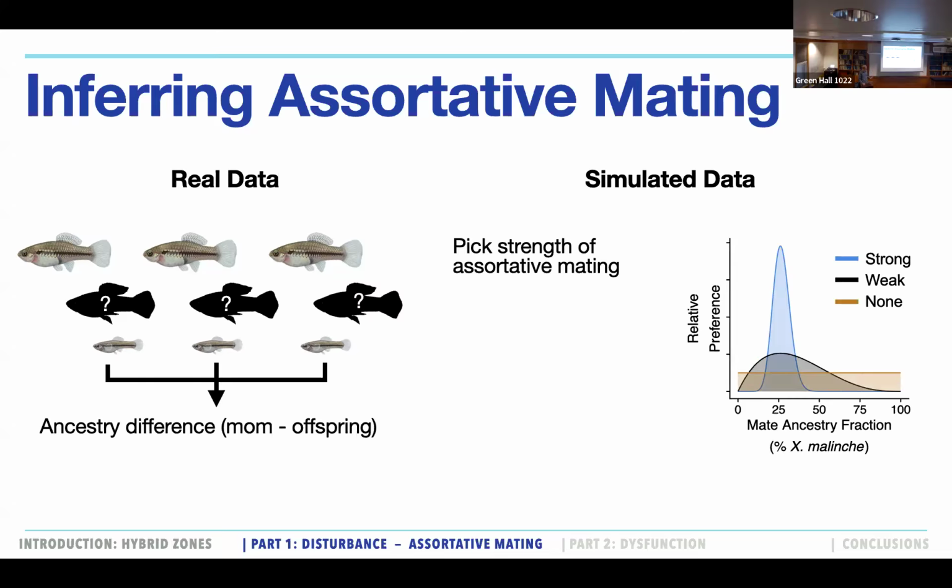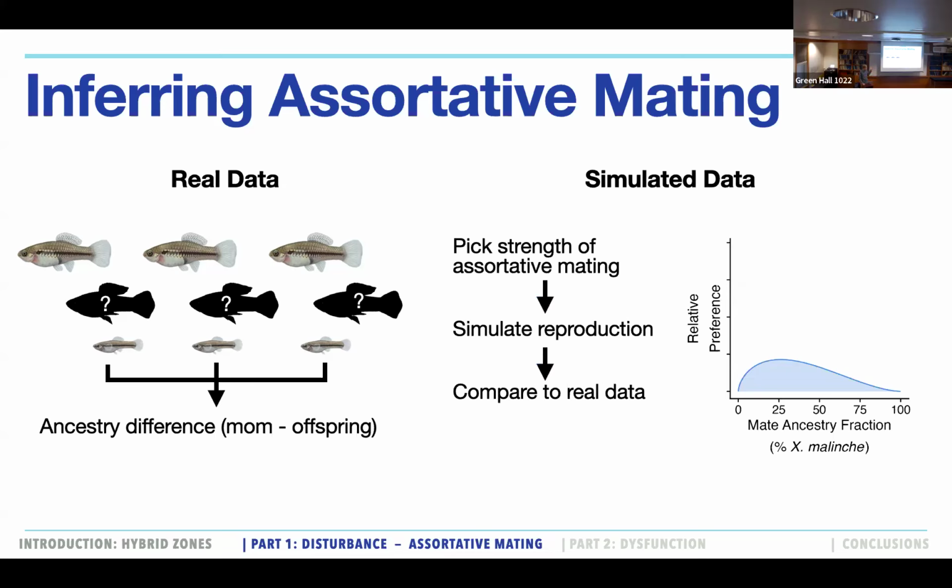And in these simulations, we can pick an assortative mating value randomly. And then once we have it, we take our distributions of ancestry in our population as our hypothetical group of males and females that are going to mate with each other, simulate mate choice based on this relative preference, and then generate this mother-offspring ancestry difference, and use that to fit which strengths of assortative mating match best with our real data.